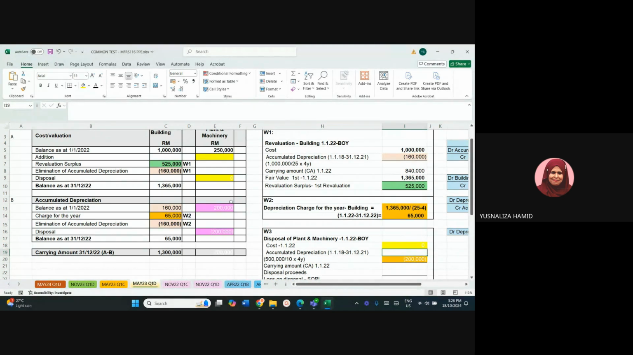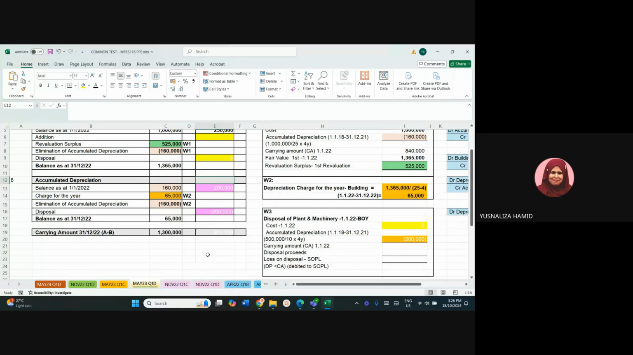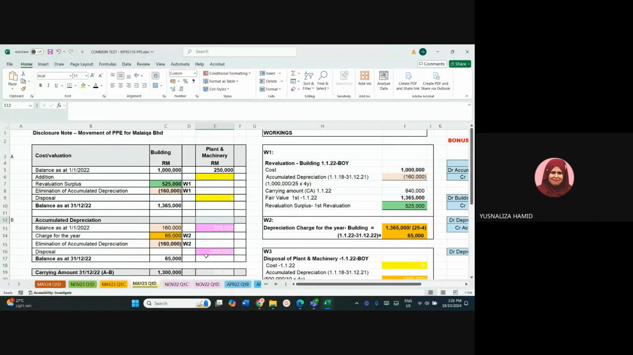Okay, we'll move on to the next question. And this is for the machinery, the part on machinery. For machinery, you can check and see there was a derecognition. So for derecognition of machinery, you are going to check and find out. Okay, go and do it first, and you will be able to get the information regarding machinery.